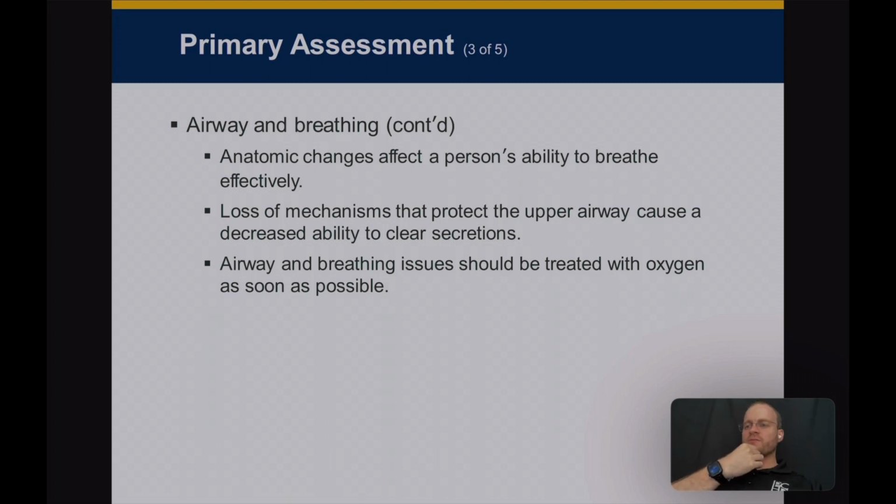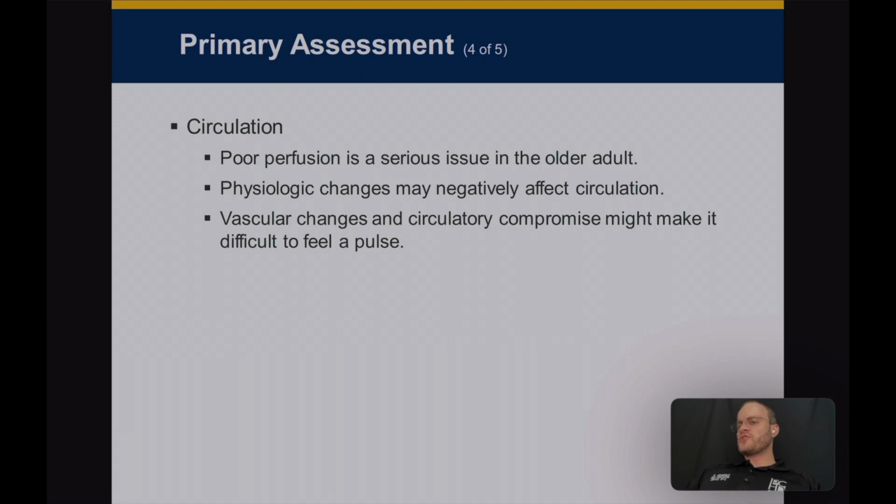Anatomic changes affect a person's ability to breathe. Airway and breathing issues should be treated with oxygen as soon as possible. That's any patient. Poor perfusion is a serious issue in older adults, and that would be shock. Lack of perfusion is shock. In an old person, cardiac output is going to be decreased, especially if they're really old, because their heart is going to be weaker. Maybe it already has a degree of heart failure, and the vascular changes and circulatory compromise make it difficult to feel a pulse. It's not always easy to find the pulse on an older person, so that's not as reliable.